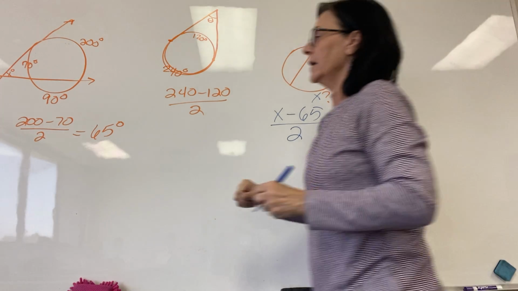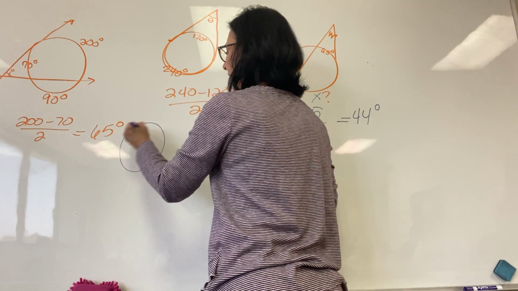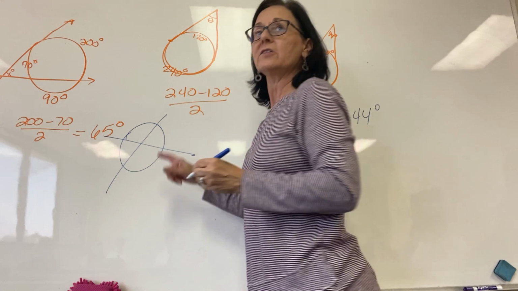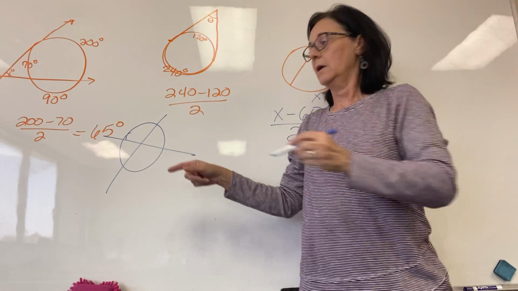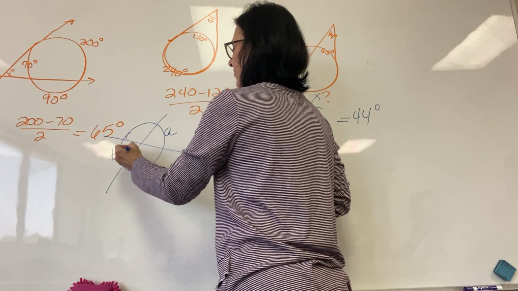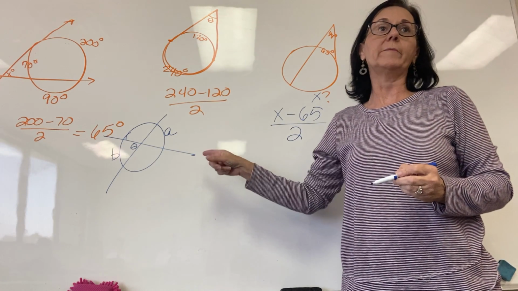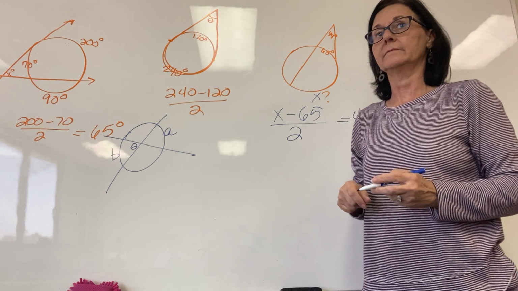Okay, let's go back. If we have secant lines that intersect in the middle, we'll label that A, B, and theta. What is the formula?